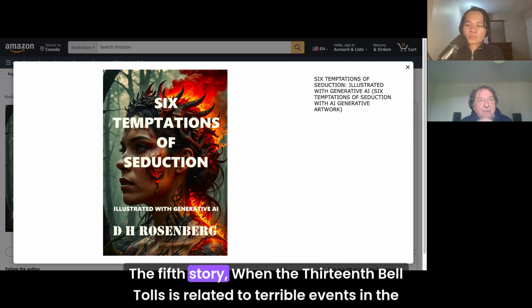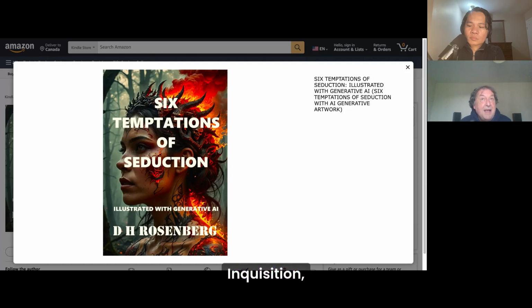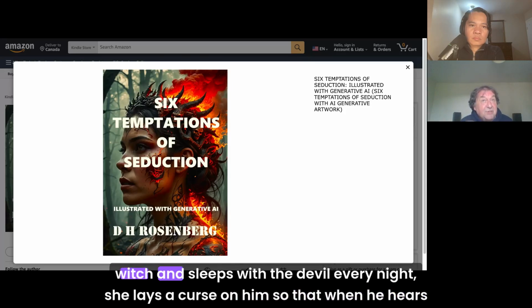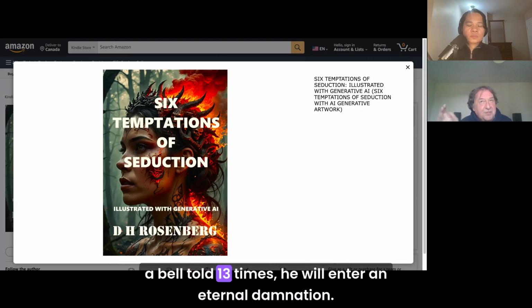The 5th story, When the 13th Bell Tolls, is related to terrible events in the Inquisition, and Raoul, the Inquisitor, basically comes to, after burning a woman who admits she is a witch and sleeps with the devil every night, she lays a curse on him so that when he hears a bell tolled 13 times, he will enter an eternal damnation.